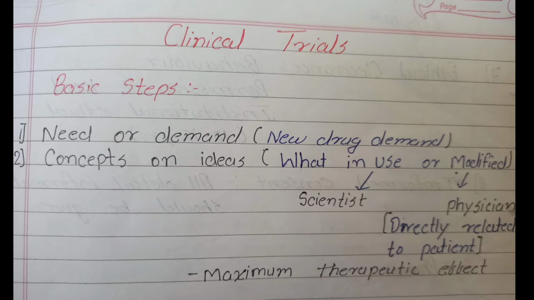So first of all, drug discovery. Drug discovery means we have to discover the drug. So what is needed for drug discovery? First of all, there is a need or demand for a new drug. Then only we have to discover the new drug. Then we have to make a concept or ideas on how we can make a drug.